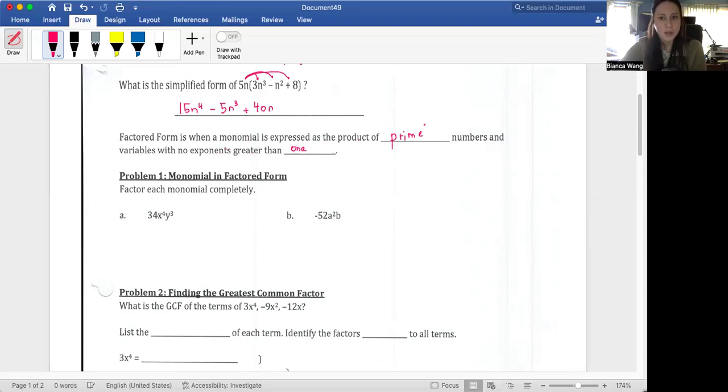So this word prime number means a number that can only be divided by 1 and itself. Some examples would be like 1, 3, 5, 7, 11, right? These would be examples of primes. And so these are numbers that can't be divided by any other number except for 1 and itself.